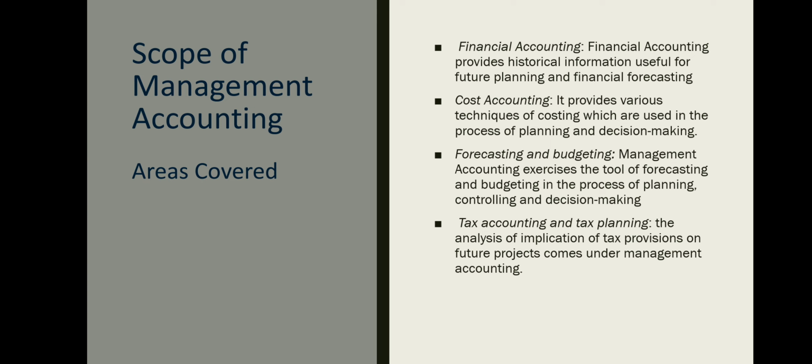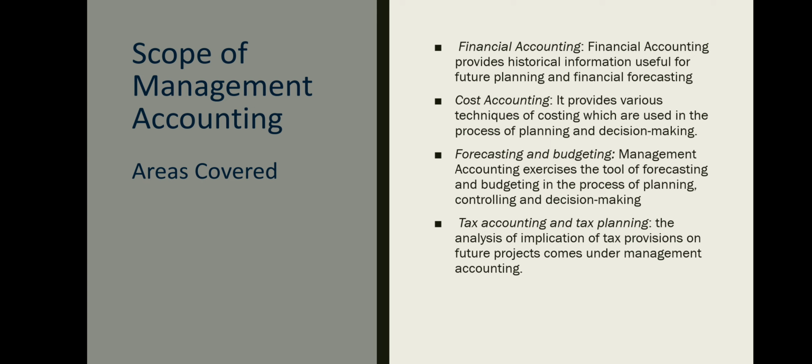So the very first one is financial accounting. In the starting we discussed that there are different branches of accounting, and management accounting is one of them. Financial accounting mainly focuses on financial transactions and financial records, in which financial statements have to be prepared. Financial accounting provides historical information useful for future planning and financial forecasting.